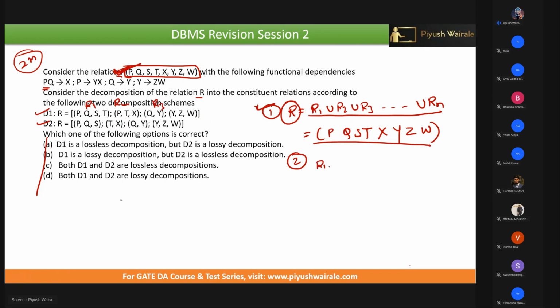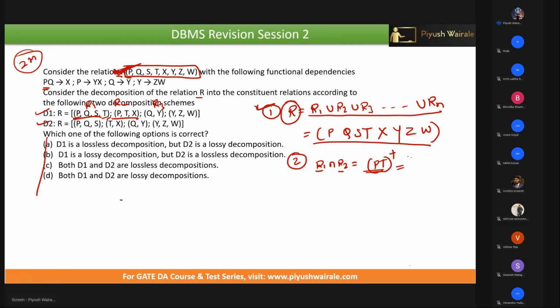So R1 intersection R2. What is the common attribute here? P and T. Okay, so we have PT as a common attribute. Now, if I take the closure of PT, it should give me either R1 or R2. So remember those three conditions, right? First, take any two decomposed relations such that there must be some common attribute. And that common attribute must be a key of R1 or R2. So how do we check whether PT is the key of R1 or R2? Simply take the closure of PT here and see whether we are getting R1 or R2.